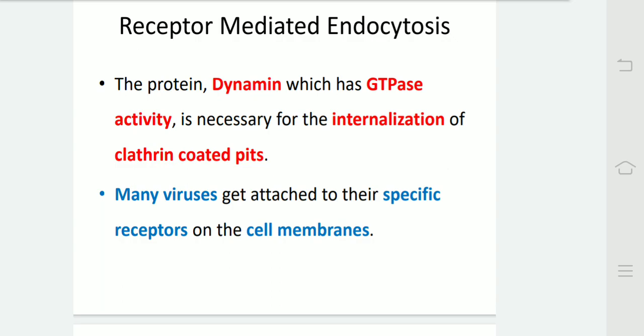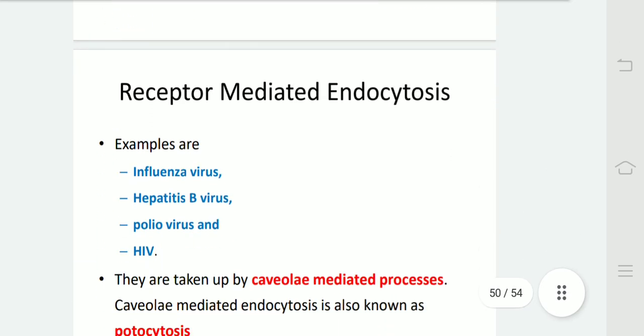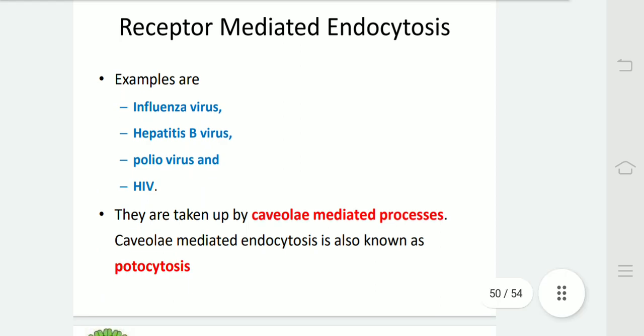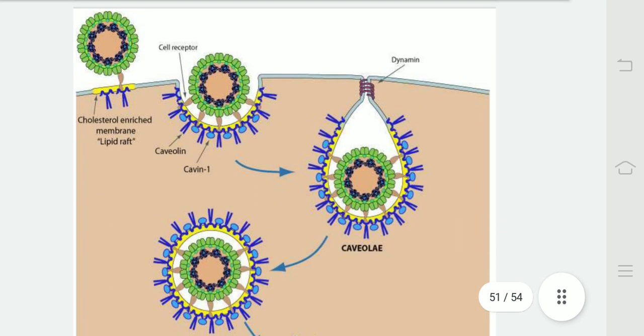Many viruses get attached to their specific receptors on the cell membrane. Examples are influenza virus, hepatitis B virus, polio virus, and HIV. They are taken up by caveola mediated processes. Caveola mediated endocytosis is also known as potocytosis. In this diagram, we can see caveola mediated endocytosis and dynamin required for internalization.